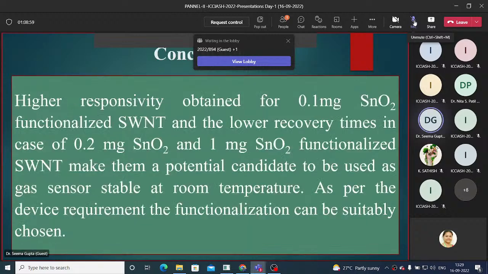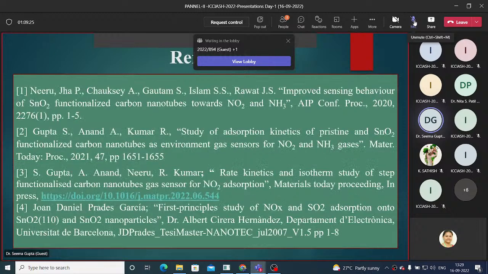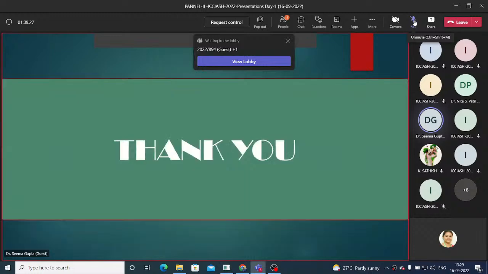The conclusion of our study is that the higher responsivity obtained for 0.1 mg SnO2 functionalized SWNT and the lower recovery times in case of 0.2 mg SnO2 and 1 mg SnO2 functionalized SWNT make them potential candidates to be used as gas sensors, stable at room temperature. And as per the device requirement, the functionalization can be suitably chosen. So these are references, and thank you.